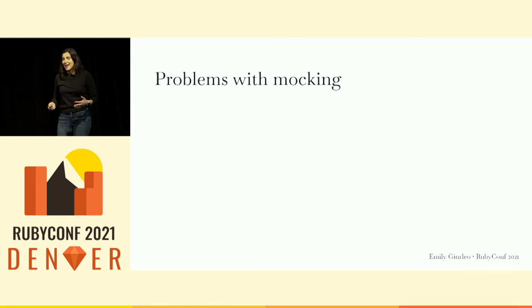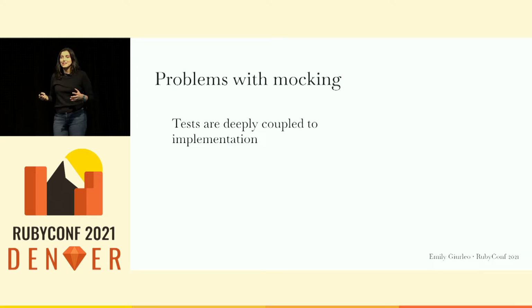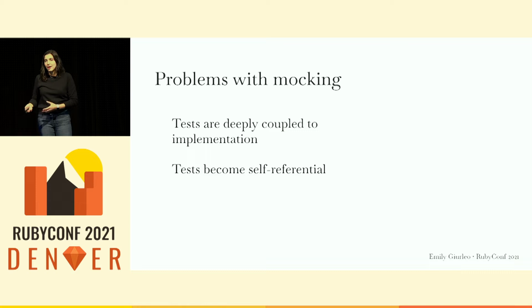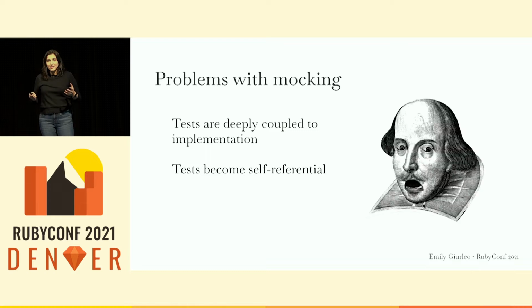So to summarize, at its very worst, mocking can help us write tests where our tests are coupled to the exact implementation of our code. And it can cause us to write tests that are entirely self-referential. That's right, Shakespeare. Mocking is risky business, and that's why it's often so hard for us to figure out whether we should be using mocks in our tests.